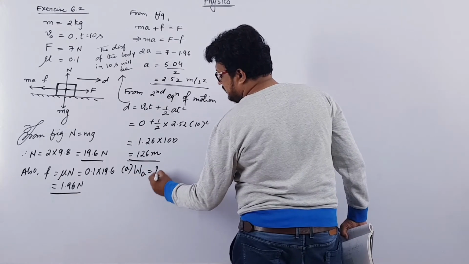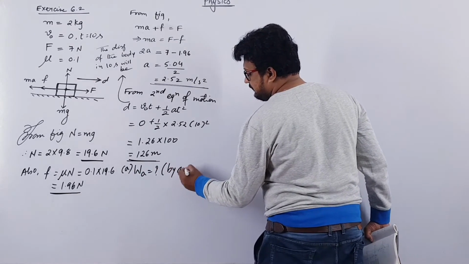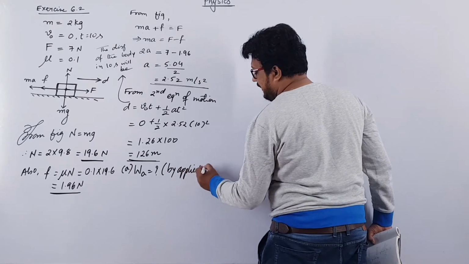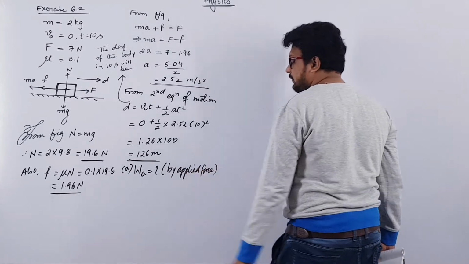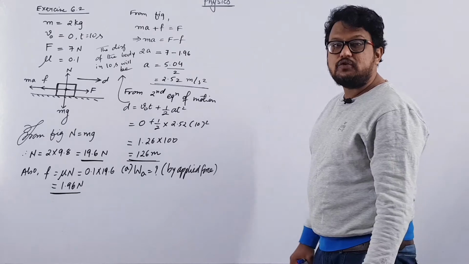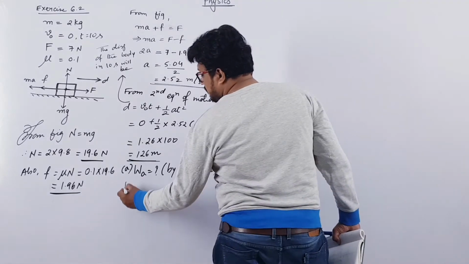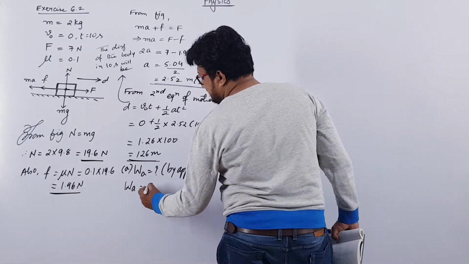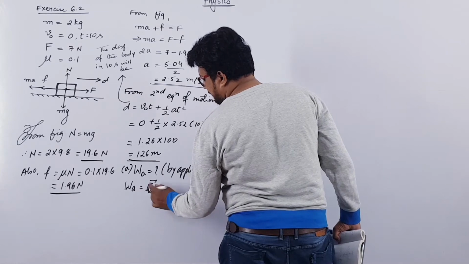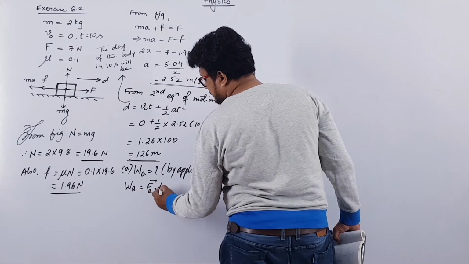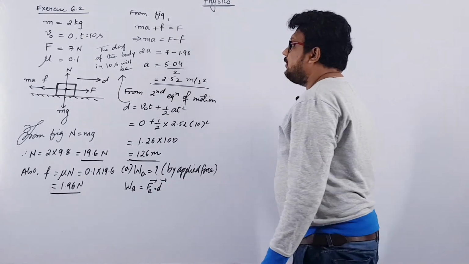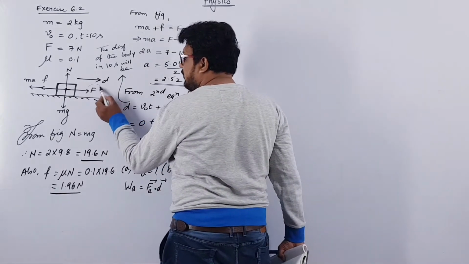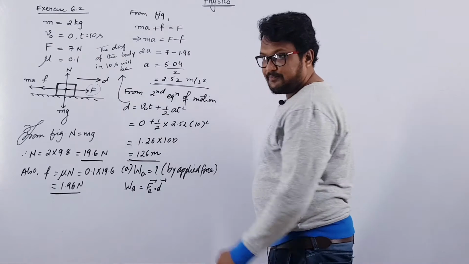W_A is equal to question mark, that is work done by the applied force. We need to find the work done by the applied force on the body. So W_A, work done by the applied force, is F_applied dot D. This force which we have applied on a body is known as applied force, right?